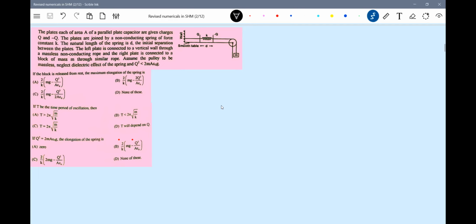Decrease in gravitational potential energy of the block should be equal to work done by the electrostatic force of attraction, because this plate is fixed here. This plate is fixed here. You can see clearly, this plate is mobile. So the decrease in gravitational potential of the block is equal to work done by spring force plus work done by the electrostatic attractive force between the plates.